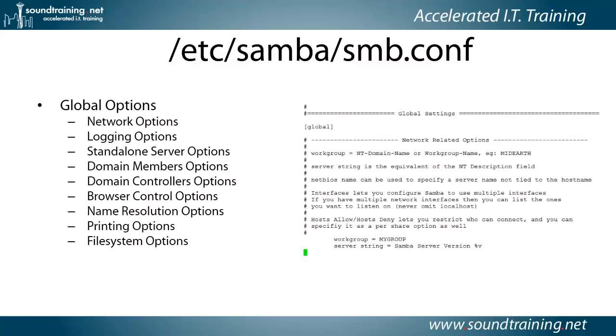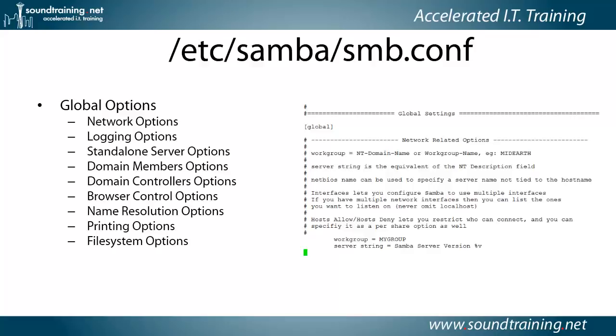Let's take a look at the smb.conf file. This again is the main configuration file that you're going to be working with, and depending on your version of Linux, perhaps there's some includes, but the things that I'm going to show you are all things that are part of the smb.conf file, either directly or through include statements. There are two parts to it, the global options and then the share definitions. Let's first of all take a look at the global options.